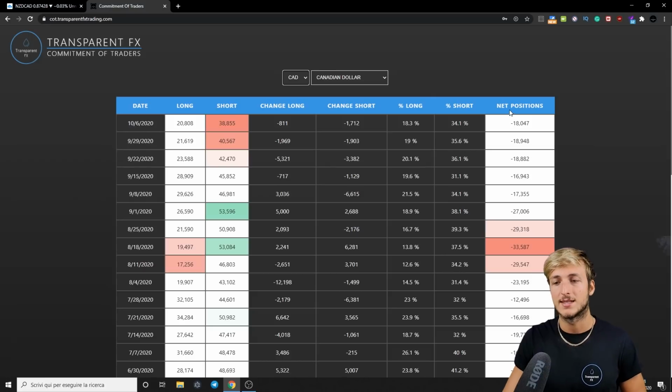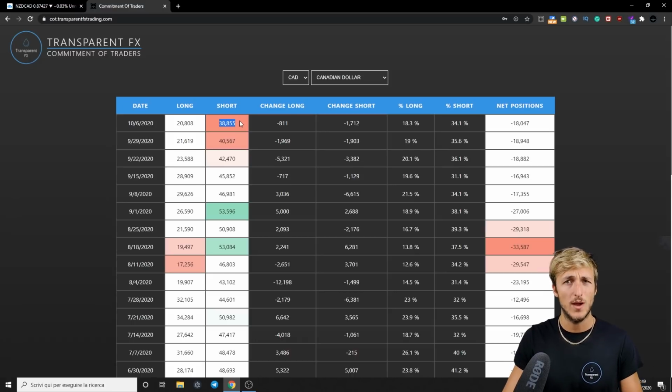Now on the CAD, we can see that net positions have been clearly increasing. In fact, we went from having minus 33k net positions all the way up to having minus 18k net positions. So definitely hedge funds have been shifting their positioning to the positive side rather than the negative side. So basically longs have been increasing and shorts decreasing. In fact, longs went from 19k to 20.8k and shorts went from 53 to 38k.